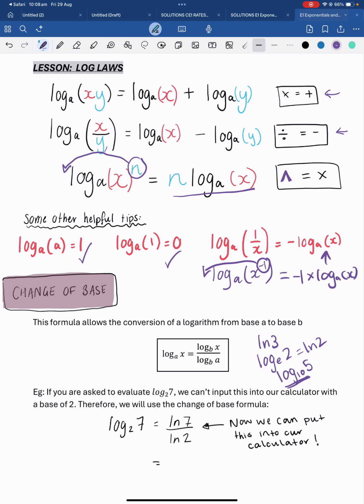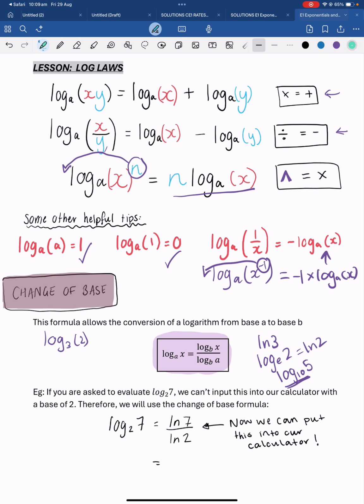For instance, if I said, okay, calculate log 3 of 2. If I said to you to calculate that, there's no button on the calculator that has a base 3. So what we do is we use this formula to do what we call change of base. We change it so that it has a base that we can use. And what base is that? We actually most commonly change it so it's got base e. So what does the formula say?